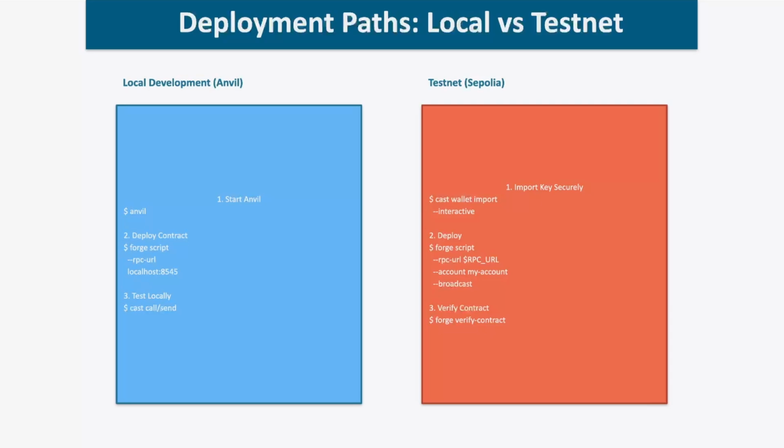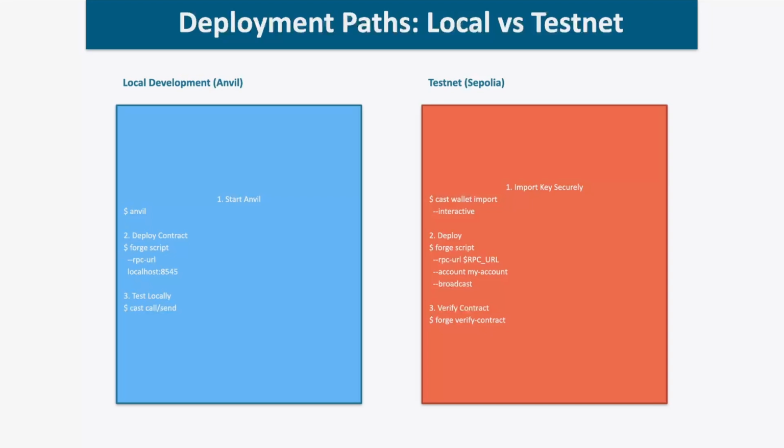Step 3, we verify. After deployment, you'll see contract deployed to and your contract address, as well as the transaction hash. Save this address. You'll need it to verify and interact. Why these two paths? Well, local testing is fast and free.